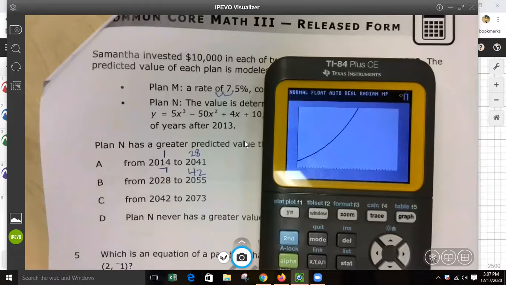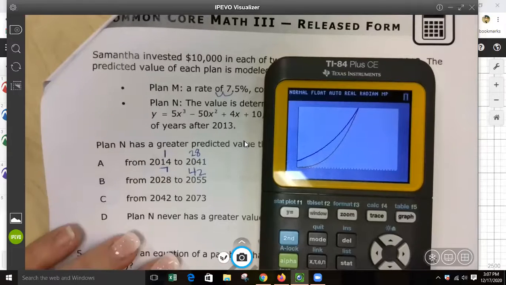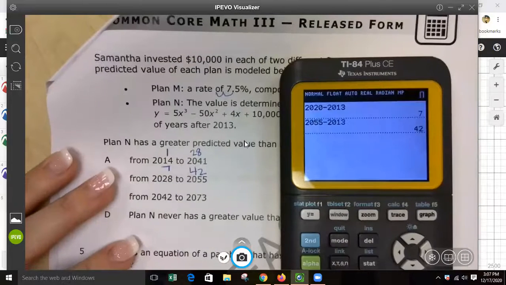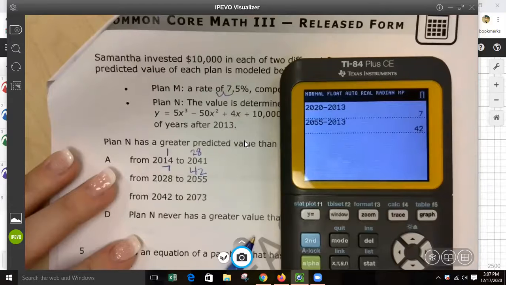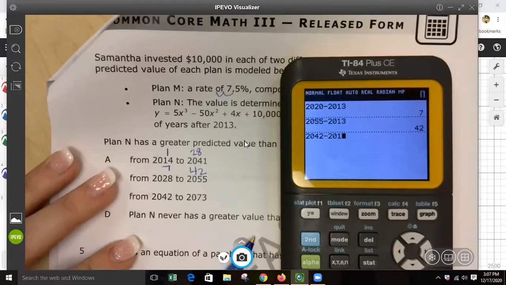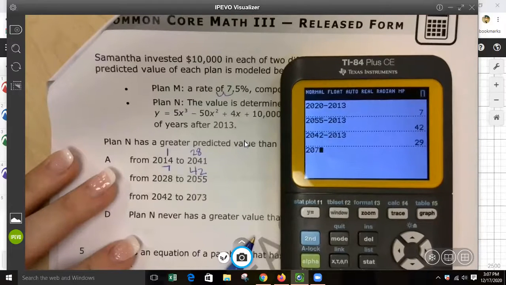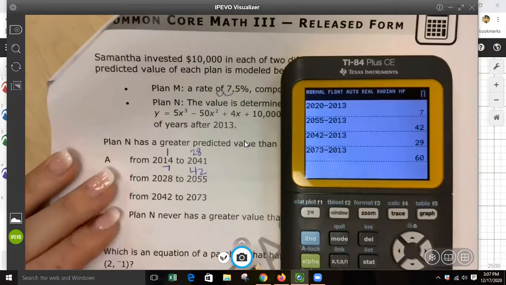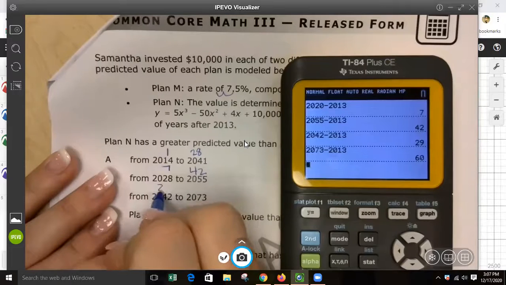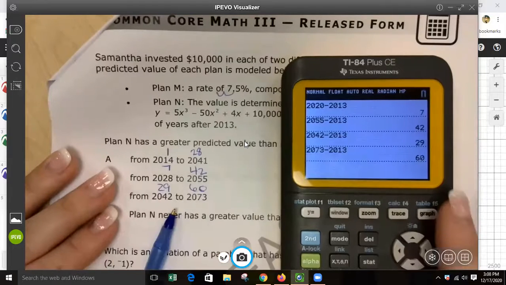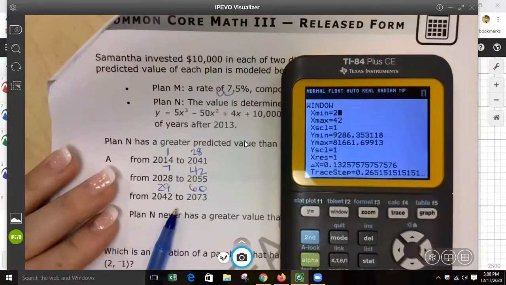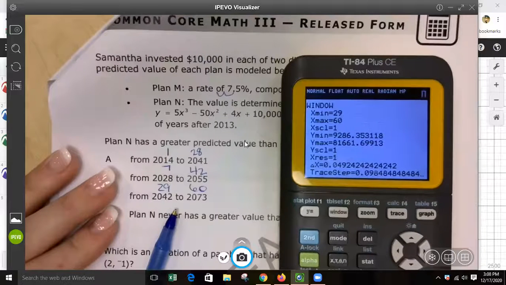There's your blue one. We want the red one to be on top of the blue one. It's still not quite there, right? So 2042, this is the best way to show you. 2042 minus 2013 and 2073 minus 2013 is 29 to 60. So I'm going to change my window, 29 to 60.